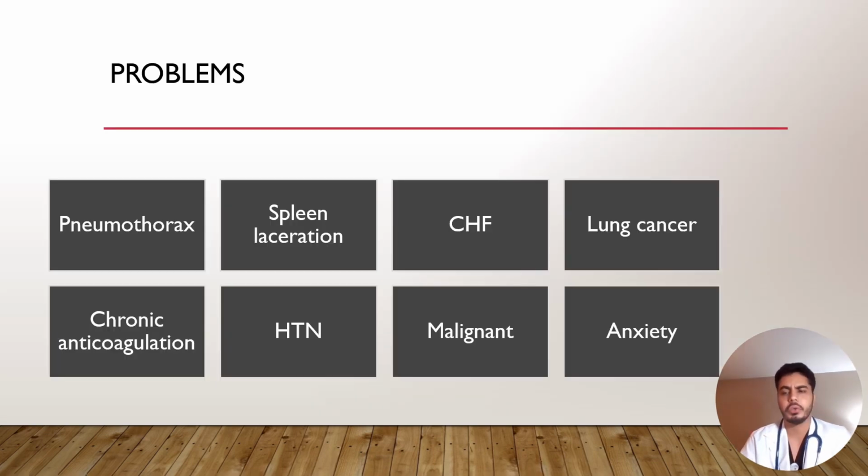We're gonna go ahead and talk about the problems. As I told you guys when I started, we're gonna discuss some problems, like you can see here on this slide: pneumothorax, CHF, lung cancer, anxiety, HTN, and also the chronic contusions and the spleen, nutrition.